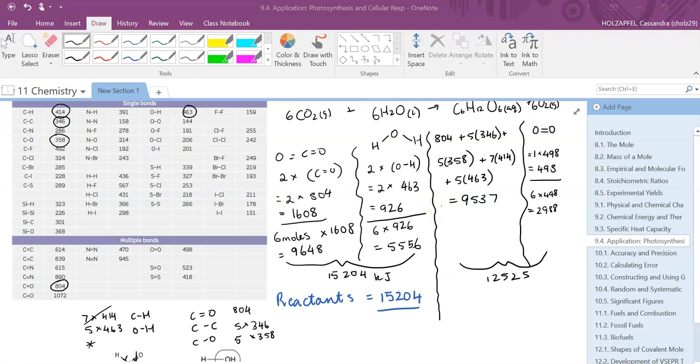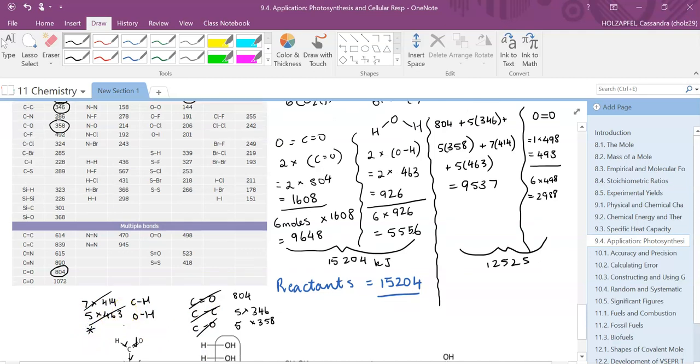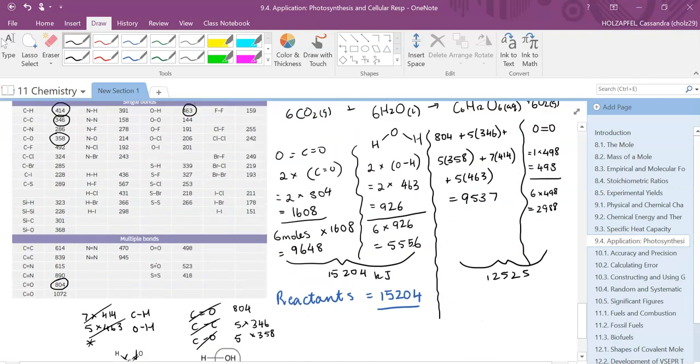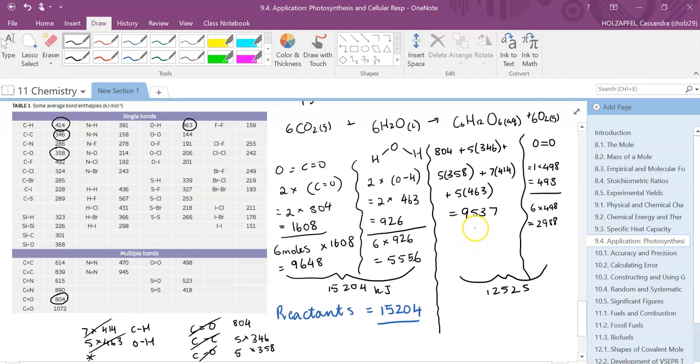Okay, so the last bond that I should mention as well, so I did all of these bonds, and then I just forgot to mention the oxygen to hydrogen bond, so that would be these bonds that would be in here. So I've just added those onto my calculation, and I've got 9,537 kilojoules for 1 mole of glucose. And we only have 1 mole of glucose in our reaction, so I'm just going to leave it as that.